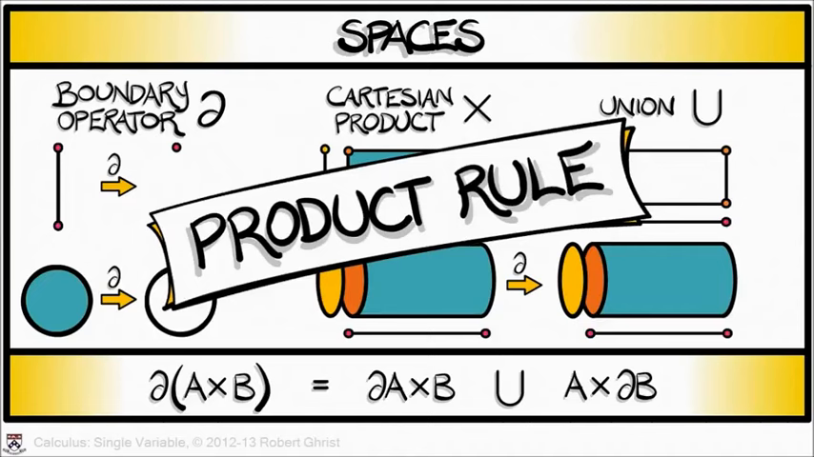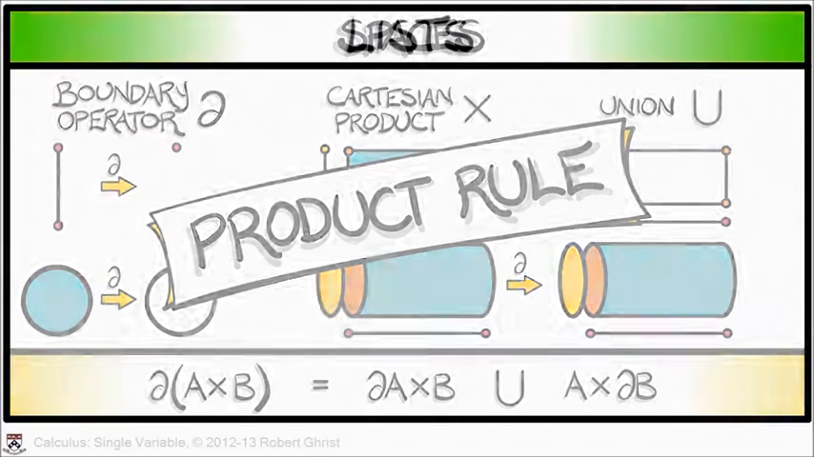That's really a product rule, but we're not differentiating anything. We're simply computing boundaries. This gives you a hint that there's some deep relationship between differentiation and boundaries. That relationship will be fully exploited when you get to the end of multivariable calculus.